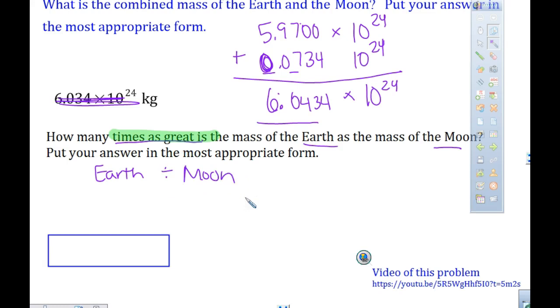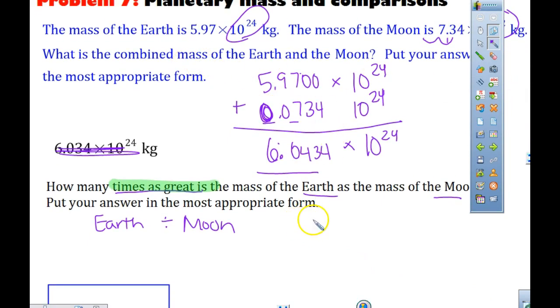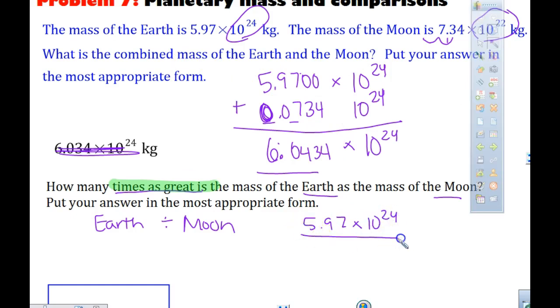Okay? You will see this on the test. How many times as great is this city? How many times as great is this? You do not want to do multiplication. You do not want to do addition. So when you are taking a look at these, we want to take the Earth's mass, which was 5.97 times 10 to the 24th, and we are dividing it by the moon, which is 7.34 times 10 to the 22nd.